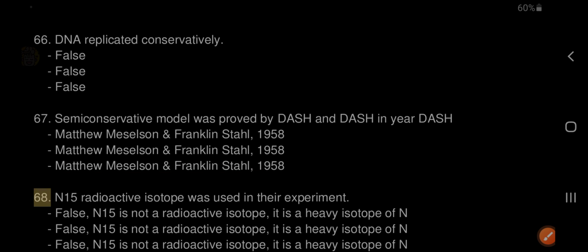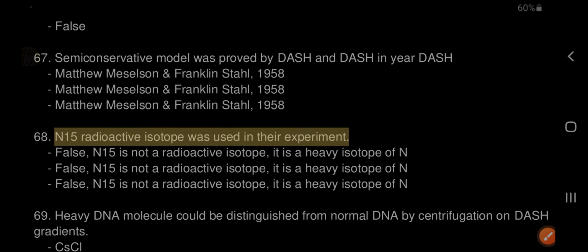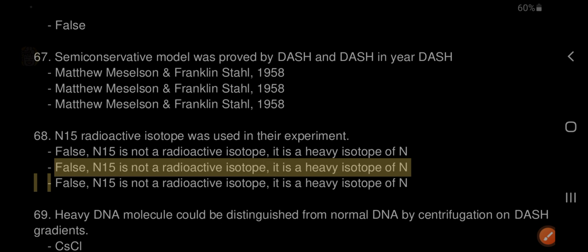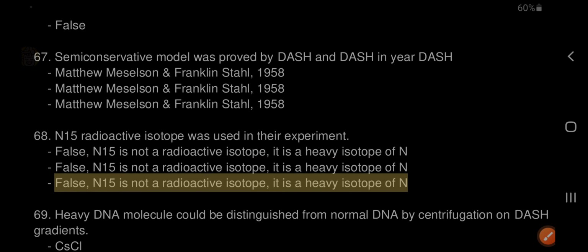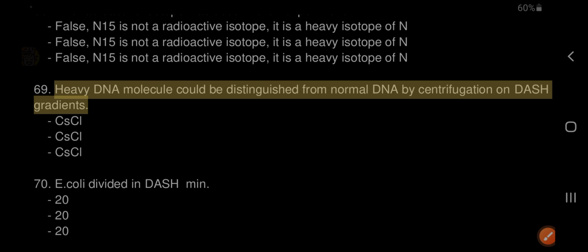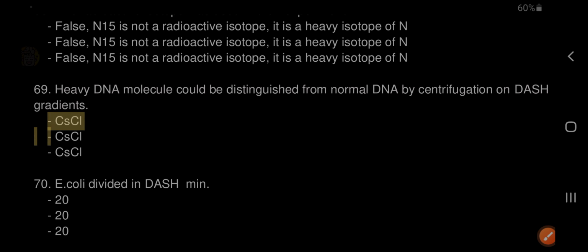68. N15 radioactive isotope was used in their experiment. False, N15 is not a radioactive isotope, it is a heavy isotope of N. 69. Heavy DNA molecule could be distinguished from normal DNA by centrifugation on dash gradients. CsCl.